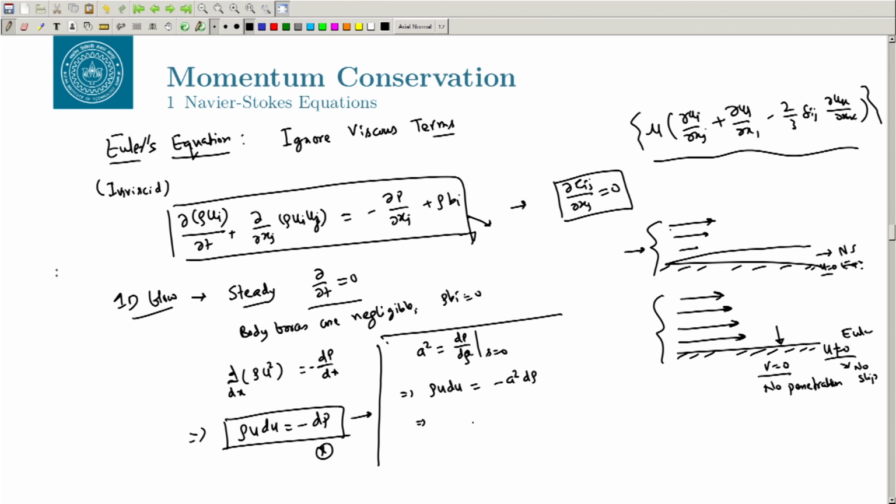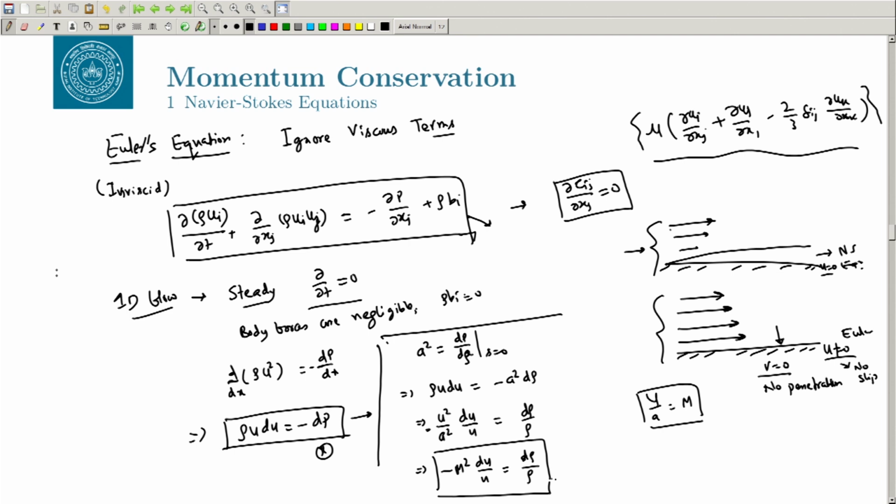Now what I will do is multiply with u and divide with u. This is u squared, and I will take a squared to this side: a squared du by u, and taking the minus to this side, it will be d rho by rho. So, what is this? u by a, we have discussed earlier, is equal to the Mach number. So, minus M squared du by u is equal to d rho by rho.